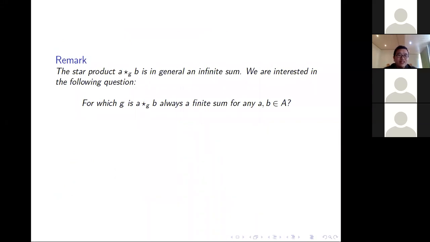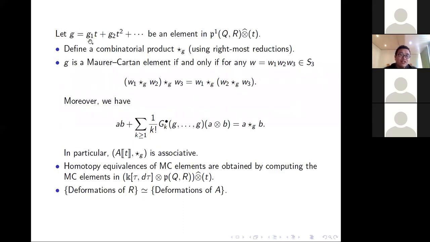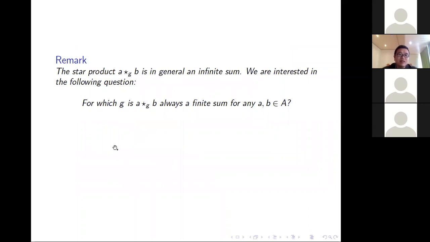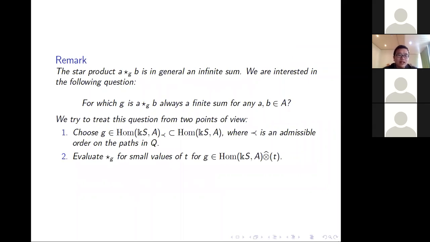In general, the combinatorial star product is an infinite sum. It's just a formal power series in T. Even if G is a polynomial, like if G just has G1 T, G2 T squared, so even if we have only finitely many terms, this star product might be an infinite sum. So we are interested in the following question: for which G is the star product always a finite sum for any A, B?